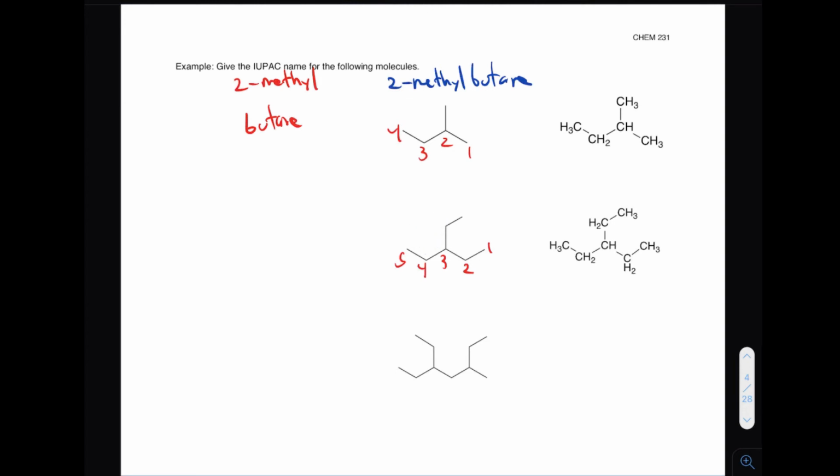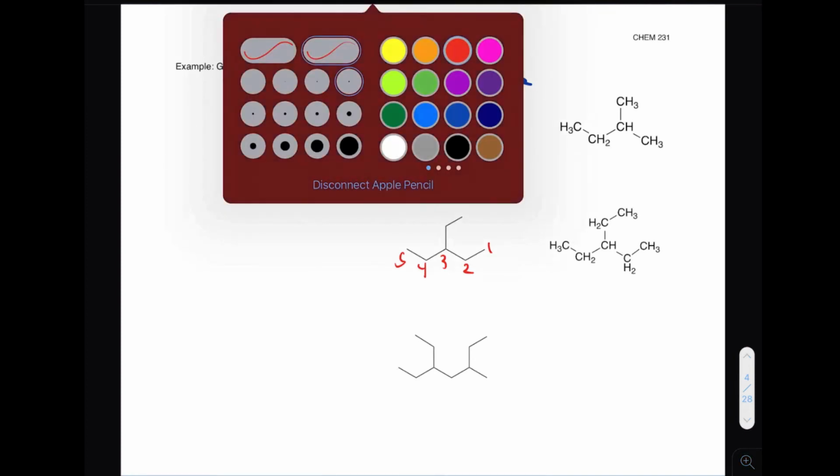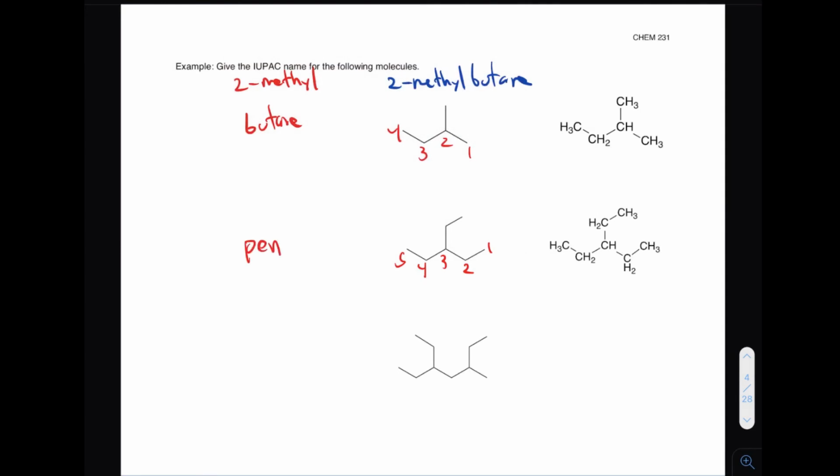So we'll erase these. So we know that is our longest chain, right? Just a different color, we know that this is pentane, okay? Again, pent for that 5, and then ane again for the parent chain, okay?